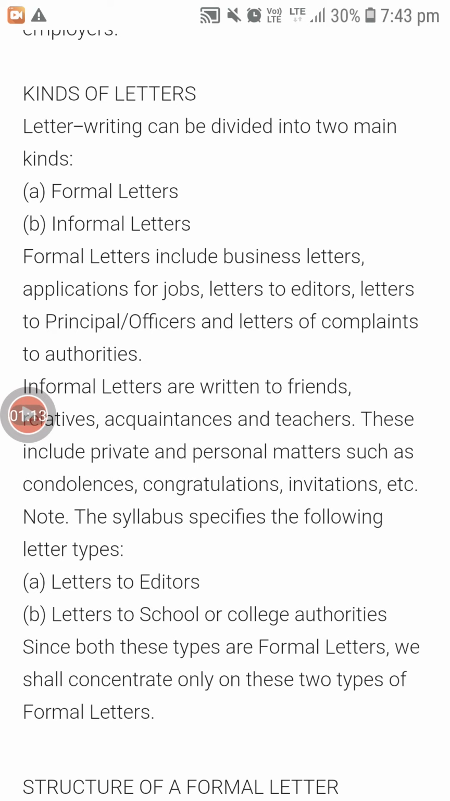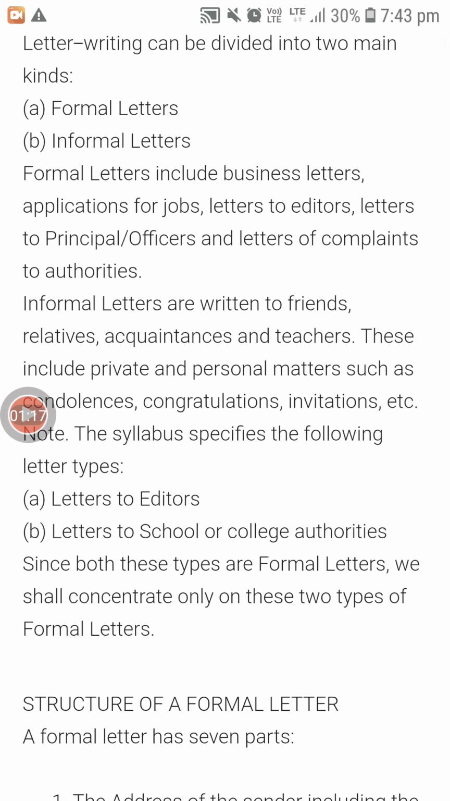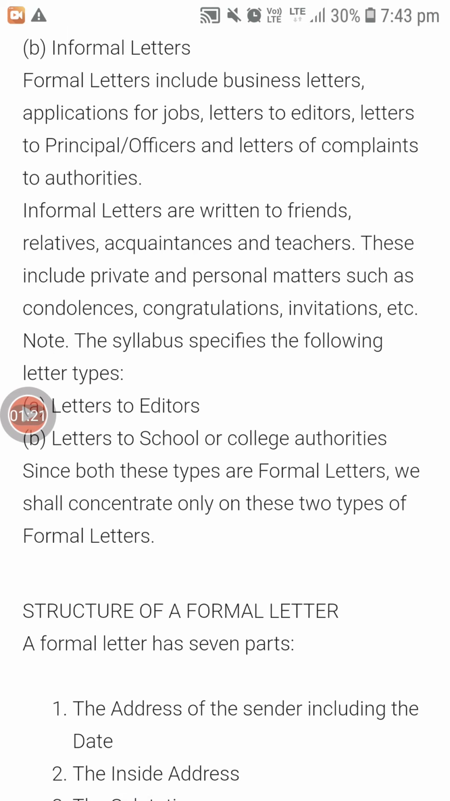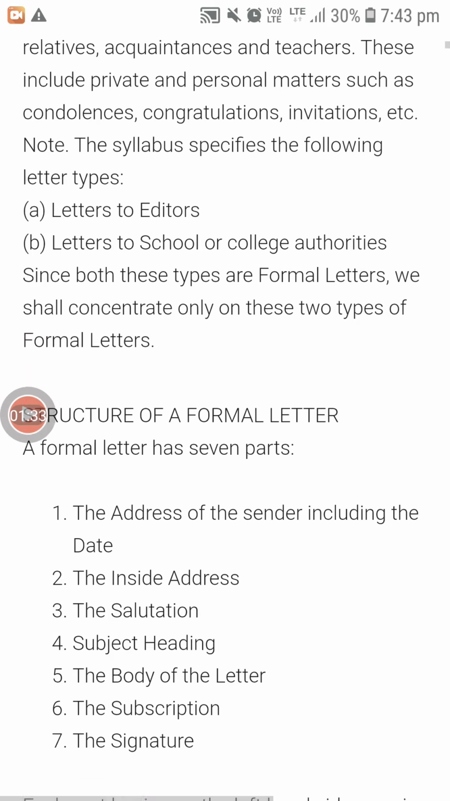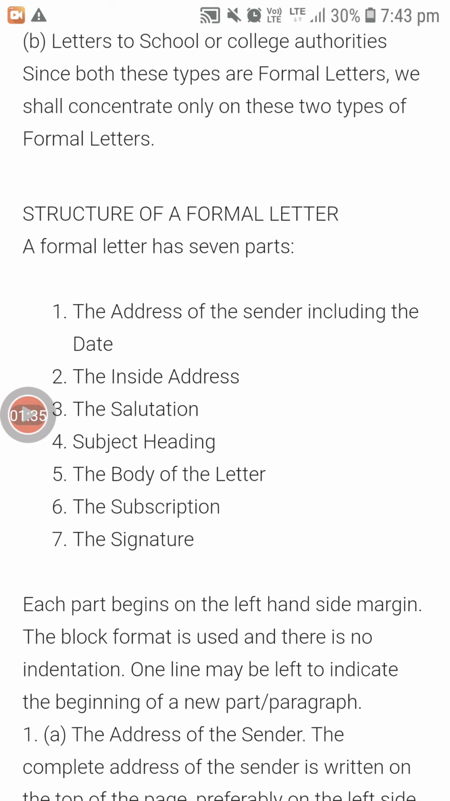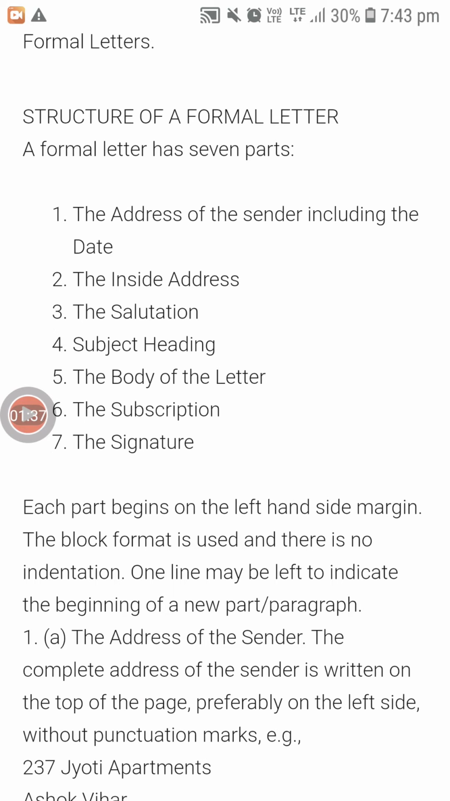So there are different kinds of formal letters, like we have job applications, letters to editors, letters to the principal, complaint letters, order letters, reply letters. And then in the informal letters we have condolences, congratulations, invitations and all that stuff. So let's talk about the structure of a formal letter.